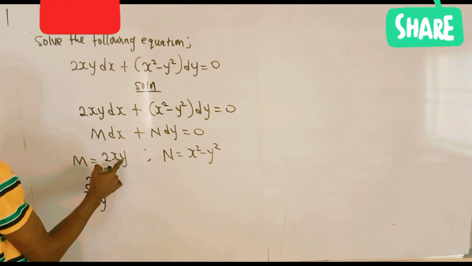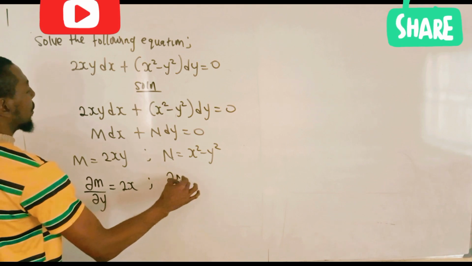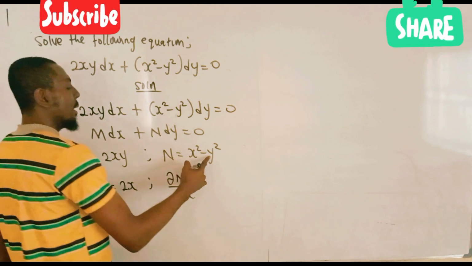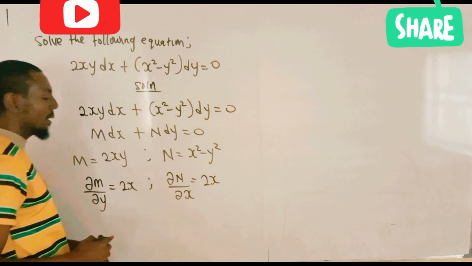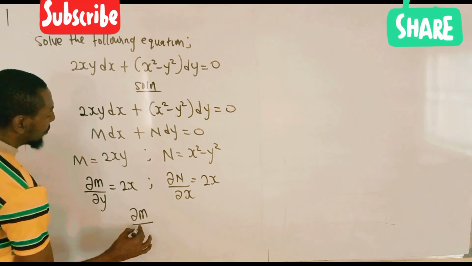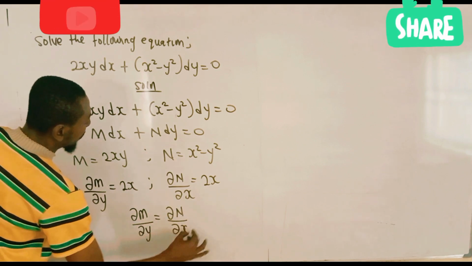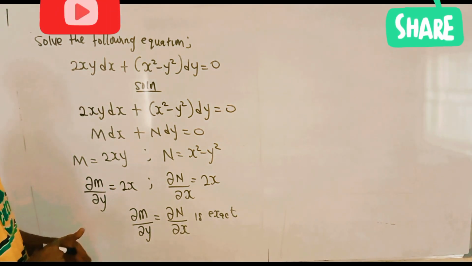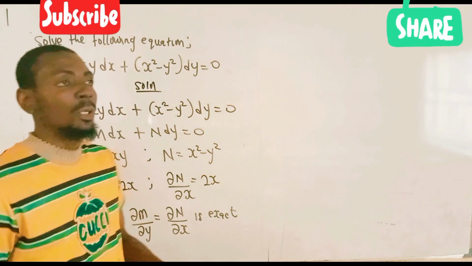Differentiating 2xy with respect to y gives us 2x. And the partial derivative of N with respect to x: y squared is constant, so it contributes 0, and the derivative of x squared is 2x. So the equation is exact, since the partial derivative of M with respect to y is equal to the partial derivative of N with respect to x.